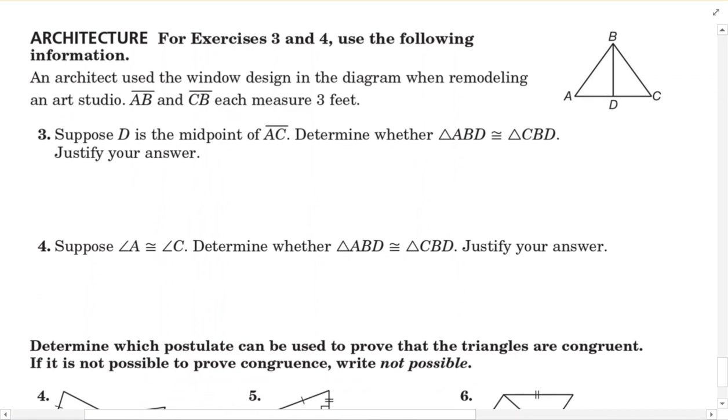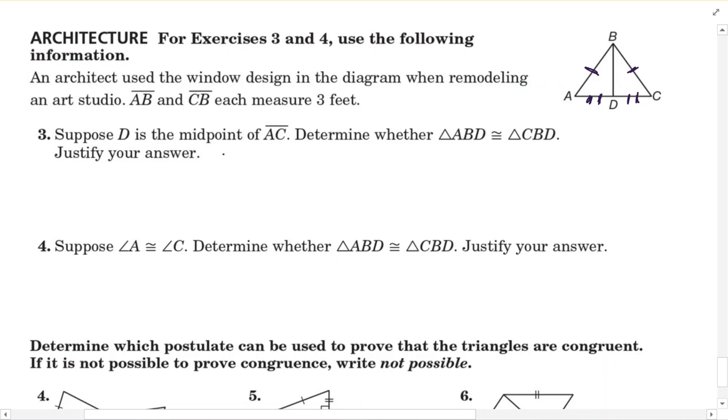So in this one we're going to use the following information. An architect used a window design in the diagram when remodeling an art studio. AB and CB both measure 3 feet, so they're congruent. For problem 3, we're supposing that D is a midpoint of AC. If D is a midpoint of AC, then AD has to be congruent to DC. And they share a common side, which is BD.